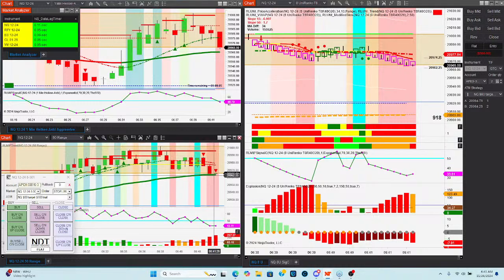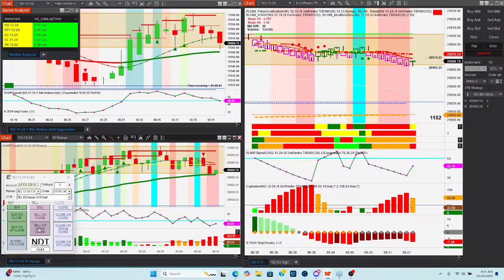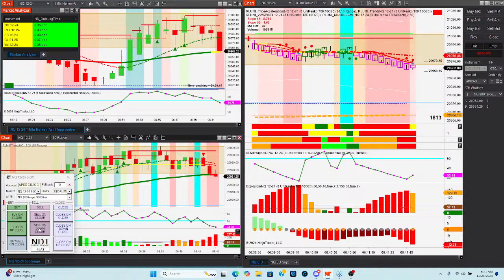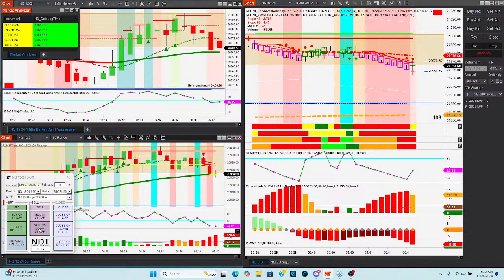Now I'm getting bias here. I'm going into the 50. I've got structure. I've got background. Okay, now I'm looking for a reason to get in. Well, this might break.